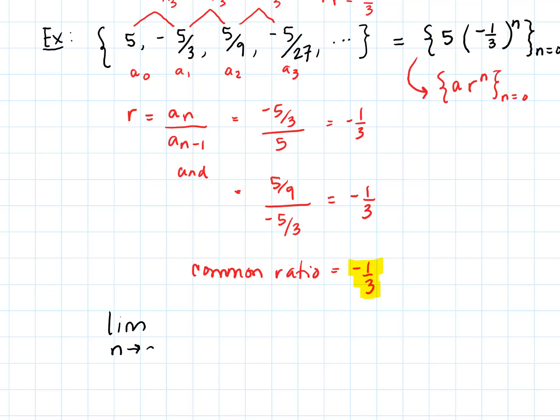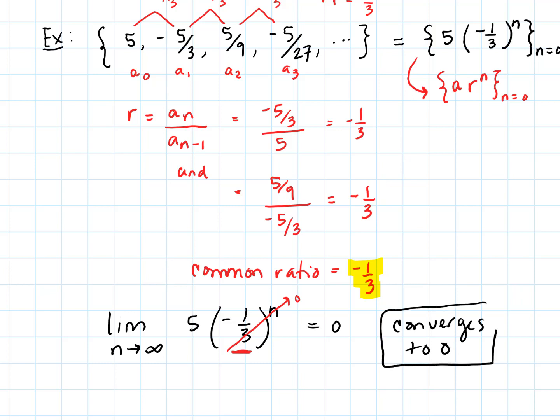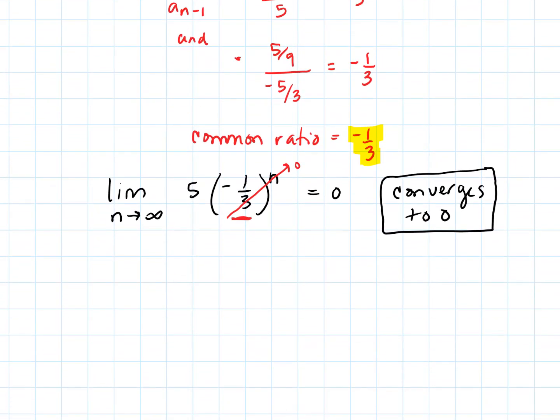So we can say here that the limit as n approaches infinity of 5 times -1/3 to the nth, we know that as we approach infinity, as we multiply -1/3 times itself, it's going to oscillate between a positive and a negative, but it's definitely going to be approaching 0. Therefore, this equals 0, and we have convergence. This converges to 0.